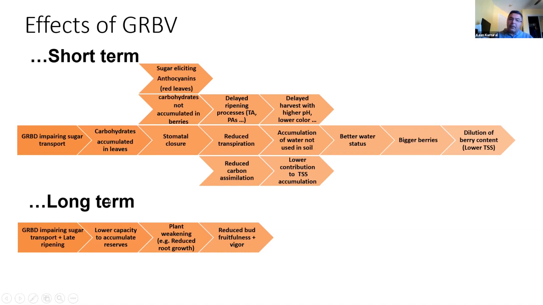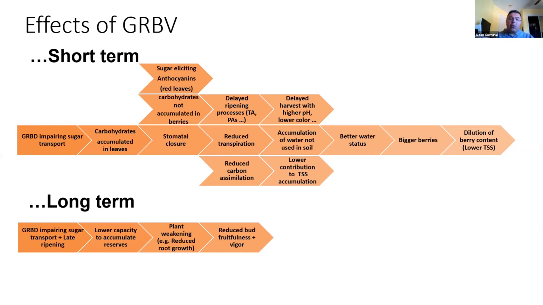Long term, this is what we're working on now. Grapevine red blotch disease is impairing sugar transport. You have a late ripening. You have therefore a lower capacity to accumulate reserves. What I would term this as plant weakening, such as reduced root growth, which I'm not going to present today, as the studies are still going on.